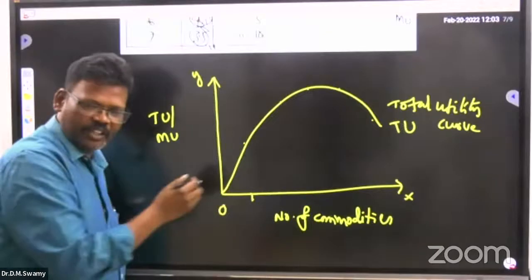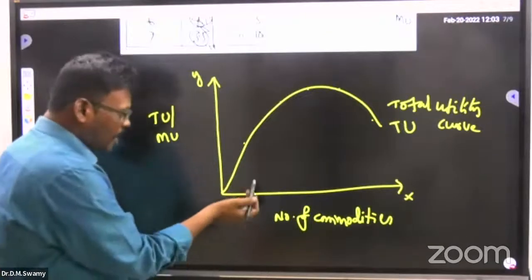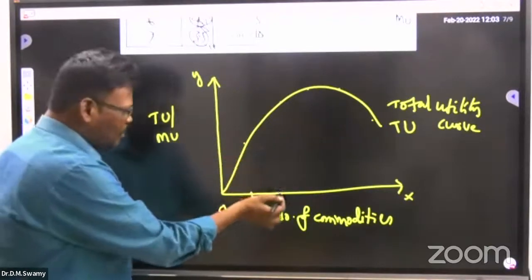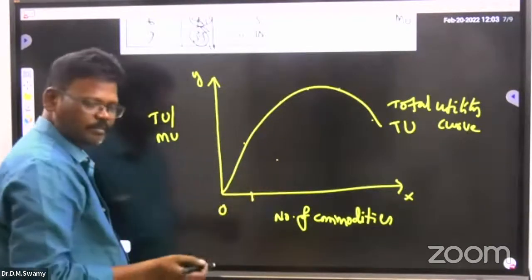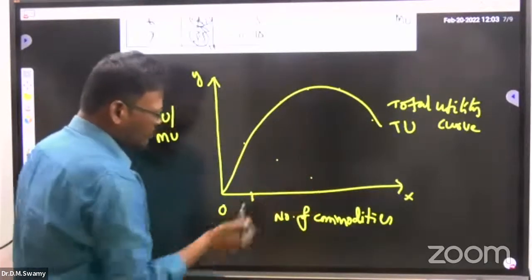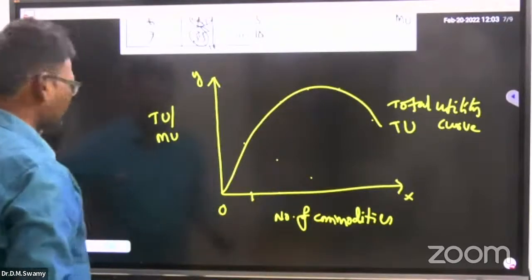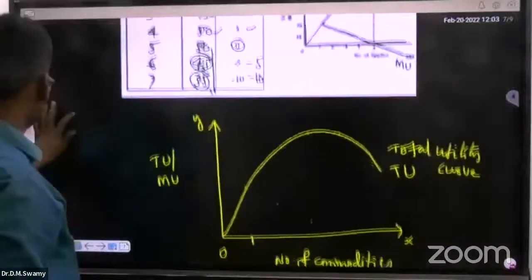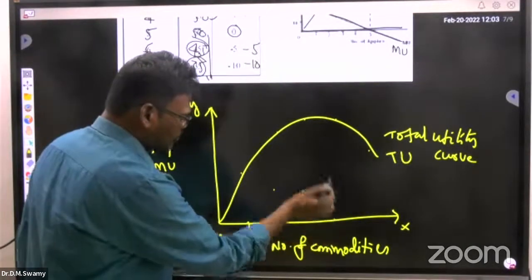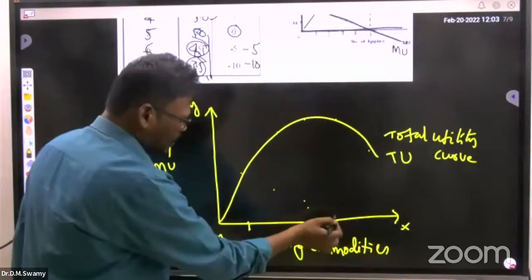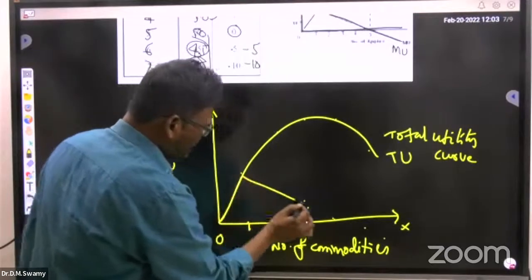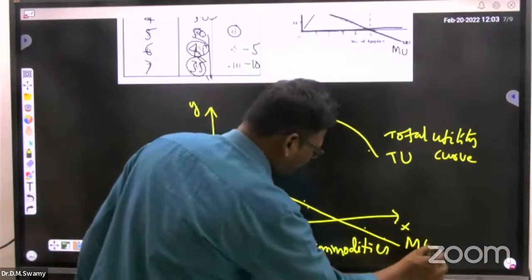Whenever we are talking about marginal utility, when there is the first commodity, 20, second commodity 15, something like that. Sixth commodity like 5. Third commodity 10. Fifth commodity 0, which is the maximum level of total utility. The next is minus 10, something like that. So if we add all this, we will get the marginal utility curve.